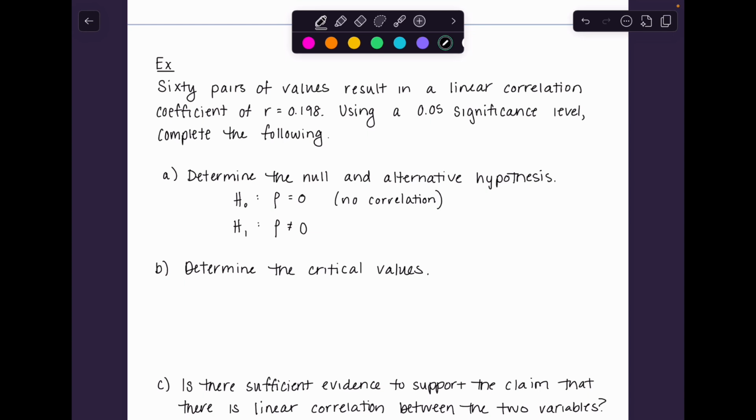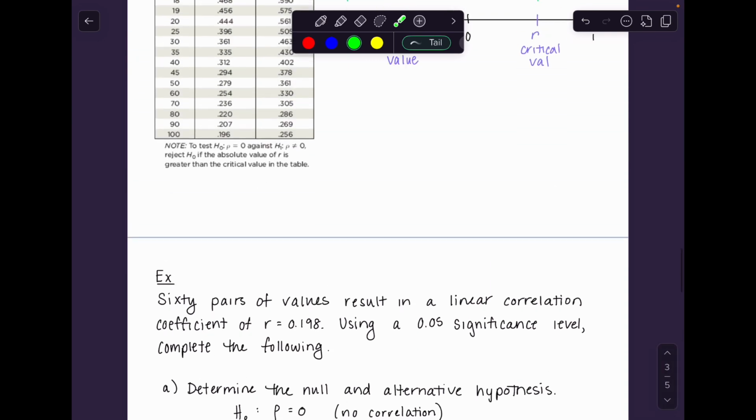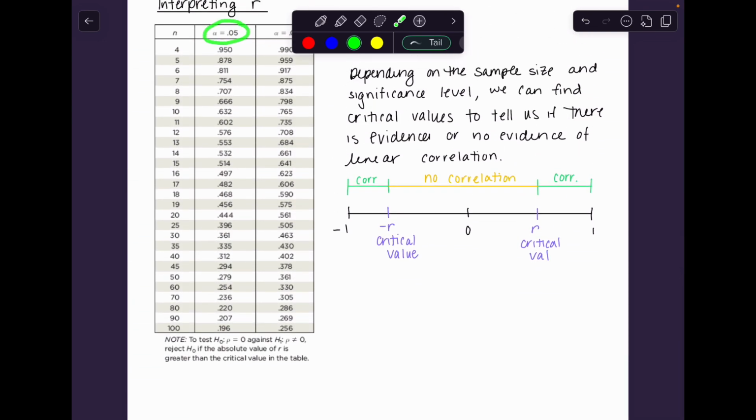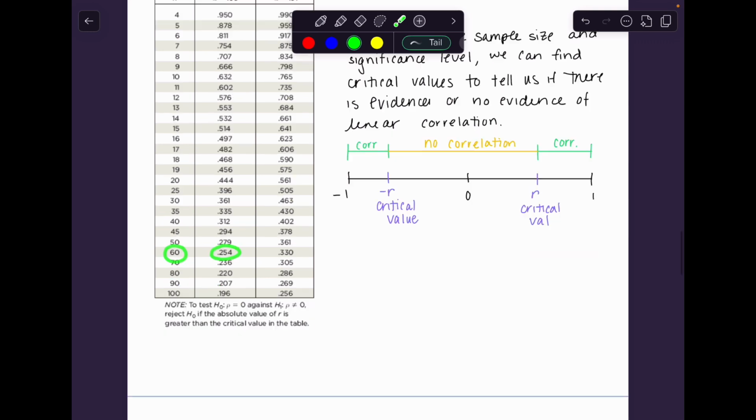Now we're going to determine the critical values. So in this case, our value of n is 60. Our significance level is 0.05. And because this hypothesis is essentially a two-tailed test, there are going to be two critical values, and they are just going to be the positive and negative version of the same number. So to figure this out, I go back to my table. My alpha is 0.05, and I do actually have a value for 60. So my critical values are 0.254, positive and negative.